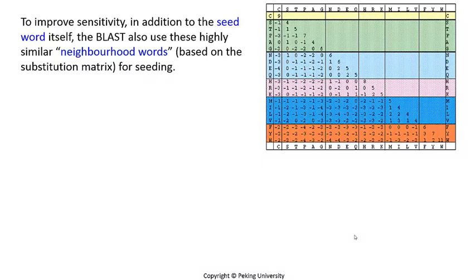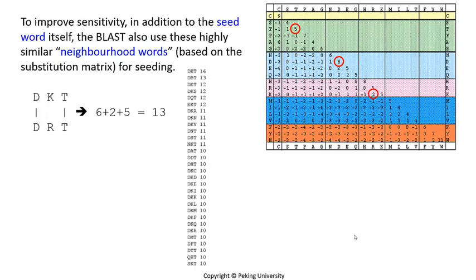Also, to improve the sensitivity, BLAST will consider not only the seed words from the query sequence, but also the neighborhood words similar to the seed words. The similarity here is evaluated by the substitution matrix. For example, the similarity between the seed word DKT and its neighborhood word DRT will be 6 plus 2 plus 5, which equals 13.